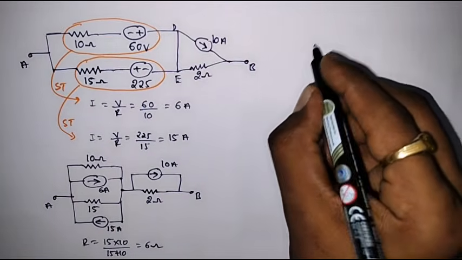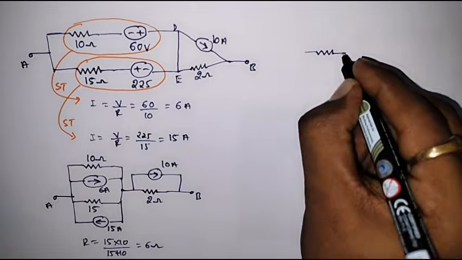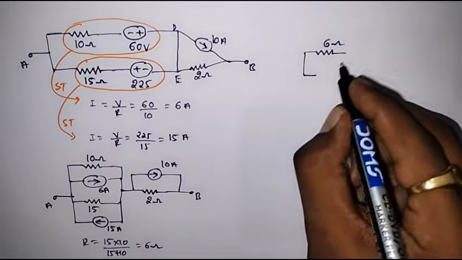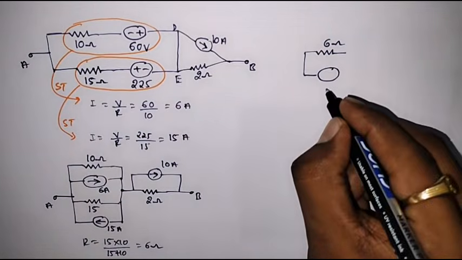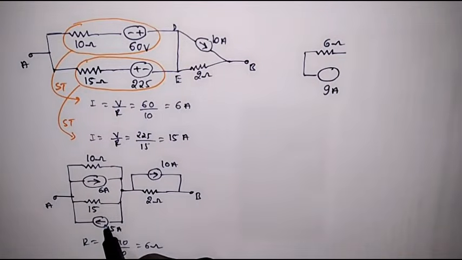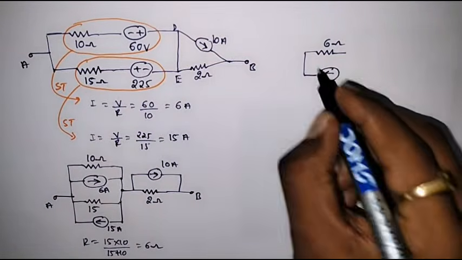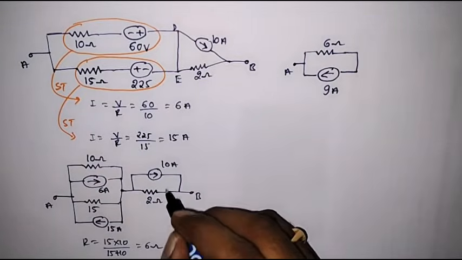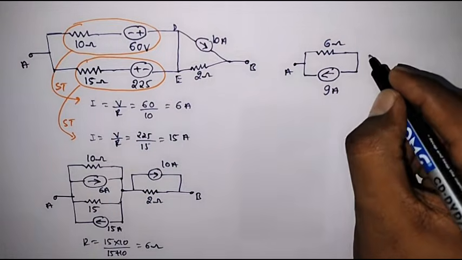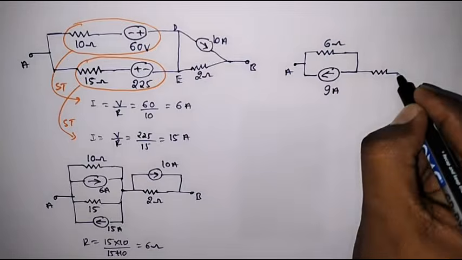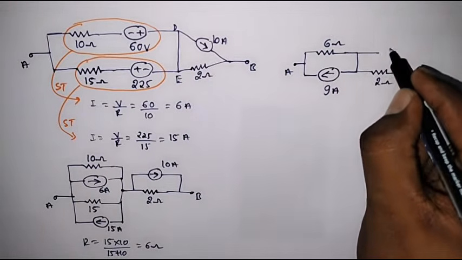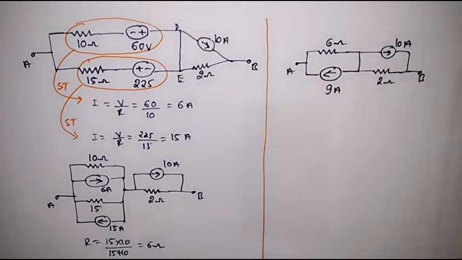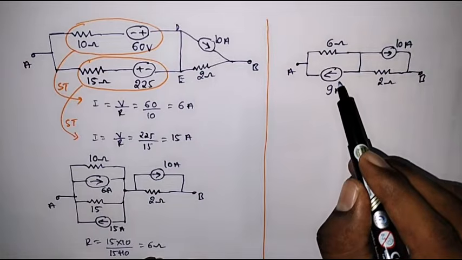That is a resistor of 6 ohm in parallel to the current source of magnitude 9 amp, and direction is given with respect to highest magnitude, that is like this. This is point A, and here we have another set of current source and resistor, that is this is 2 ohm resistor parallel to 10 amp current source. This was point B. So now again here apply source transformation.